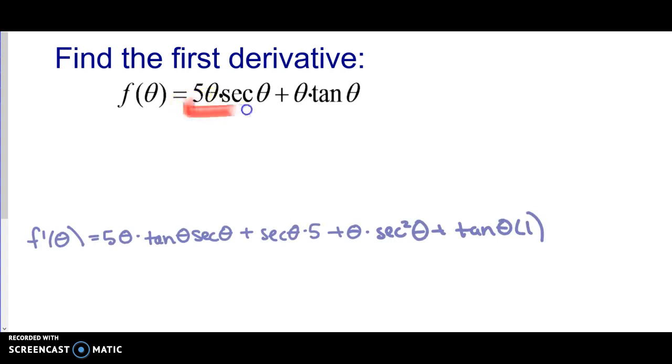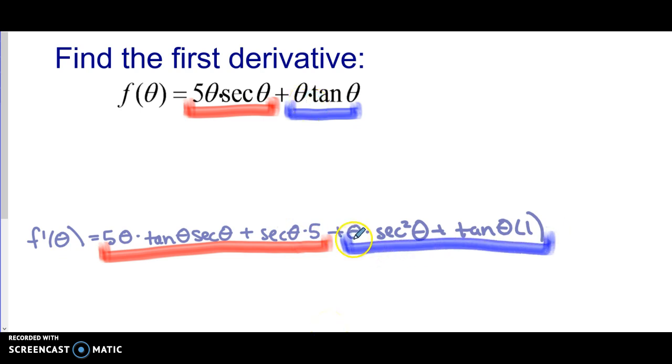Don't forget, we said that we were going to use our product rule here and our product rule here. So for this first part, this is the first times derivative of the second plus the second times derivative of the first. The second part, same idea here. This is the first times derivative of the second plus the second times derivative of the first. All right, excellent.